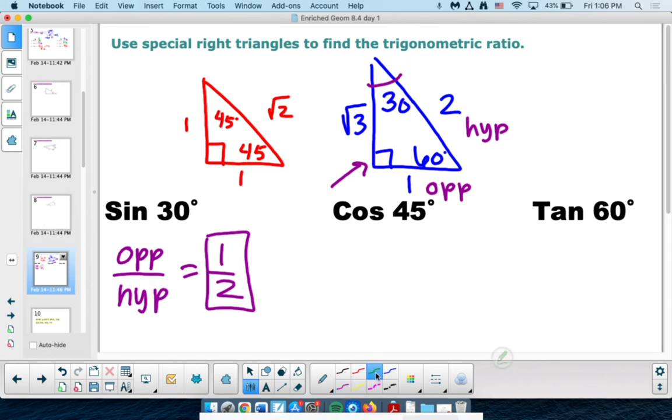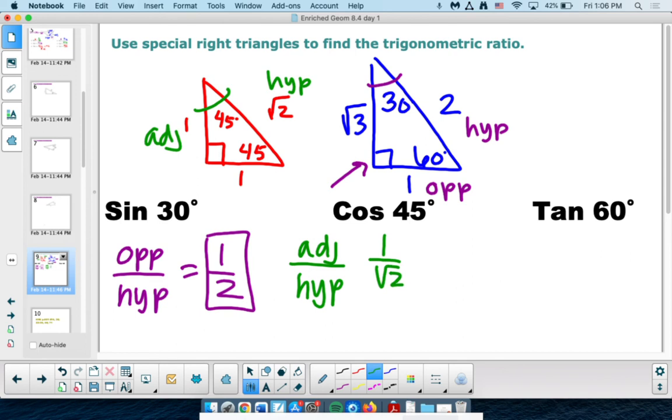Okay. Cosine of 45. I realize I have to use the 45, 45, 90 triangle. It doesn't matter. You're going to get the same answer. So just pick whatever angle speaks to you. I'll stick to the top one. Cosine is adjacent over hypotenuse. So your adjacent leg is 1. Your hypotenuse is root 2. So we're going to have 1 over root 2.